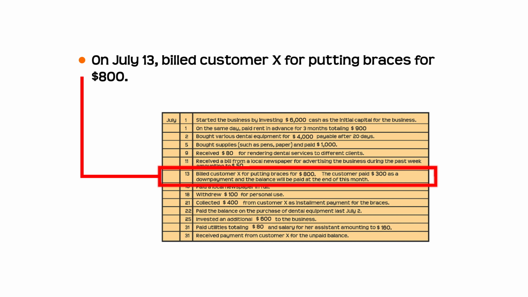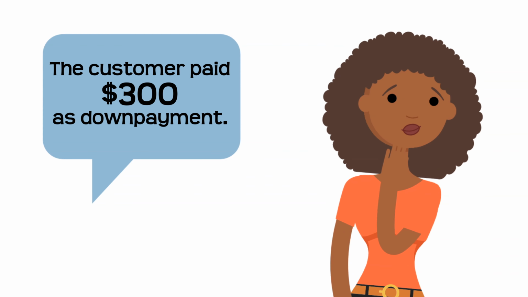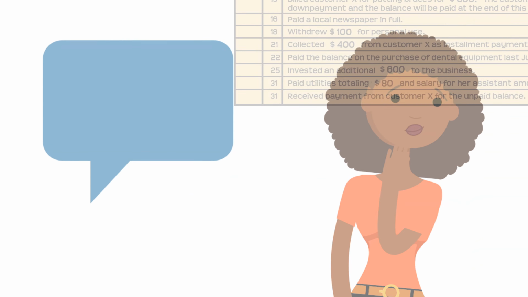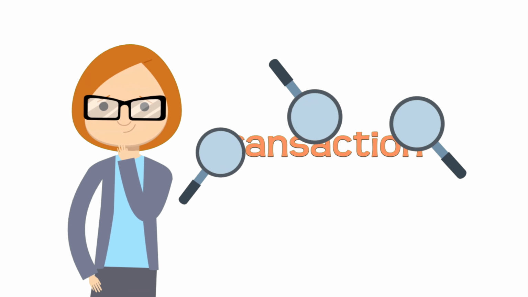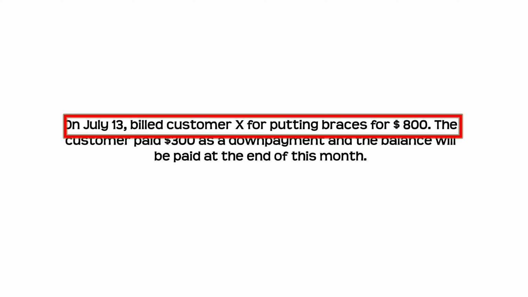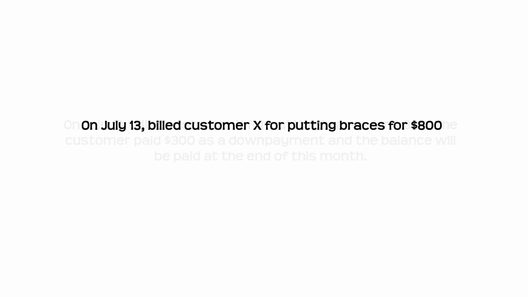On July 13, billed customer X for putting braces for $800. The customer paid $300 as a down payment, and the balance will be paid at the end of this month. For this transaction, observe what happened. The first sentence says, on July 13, billed customer X for putting braces for $800.